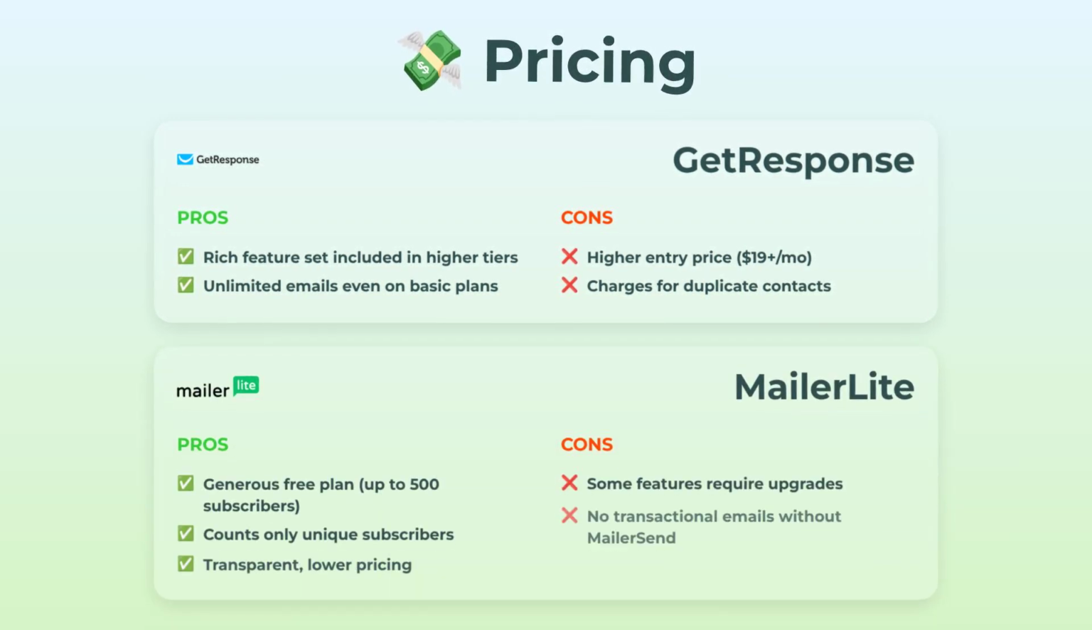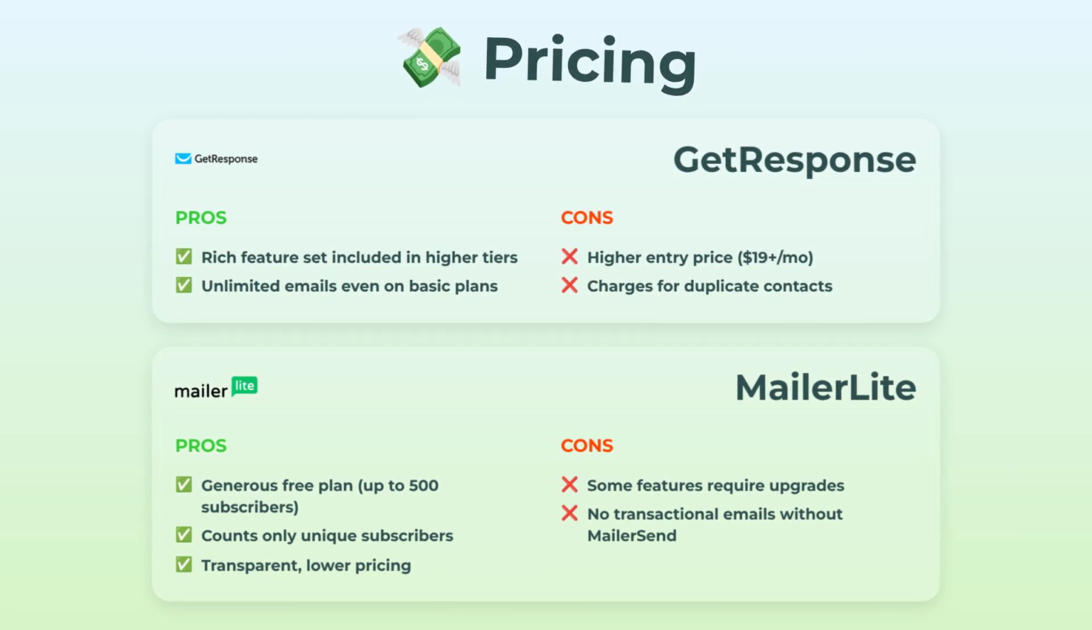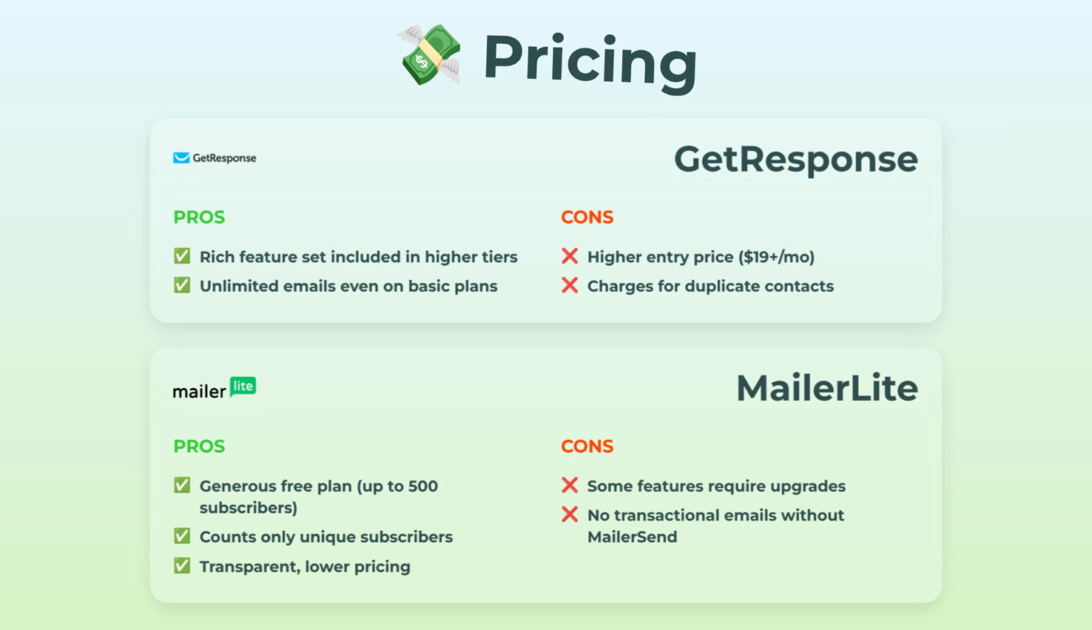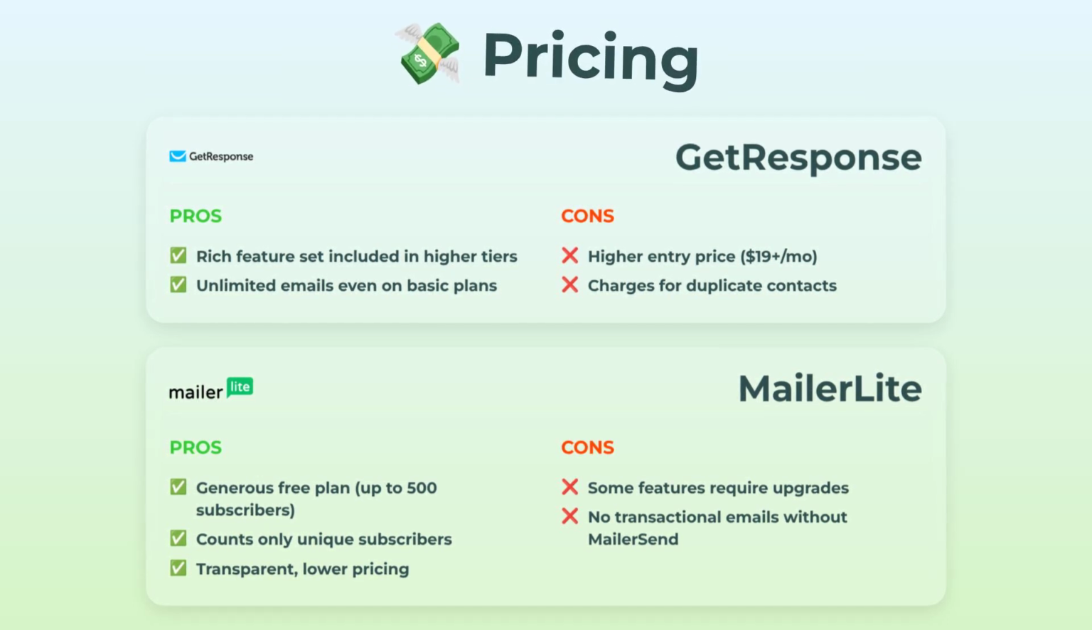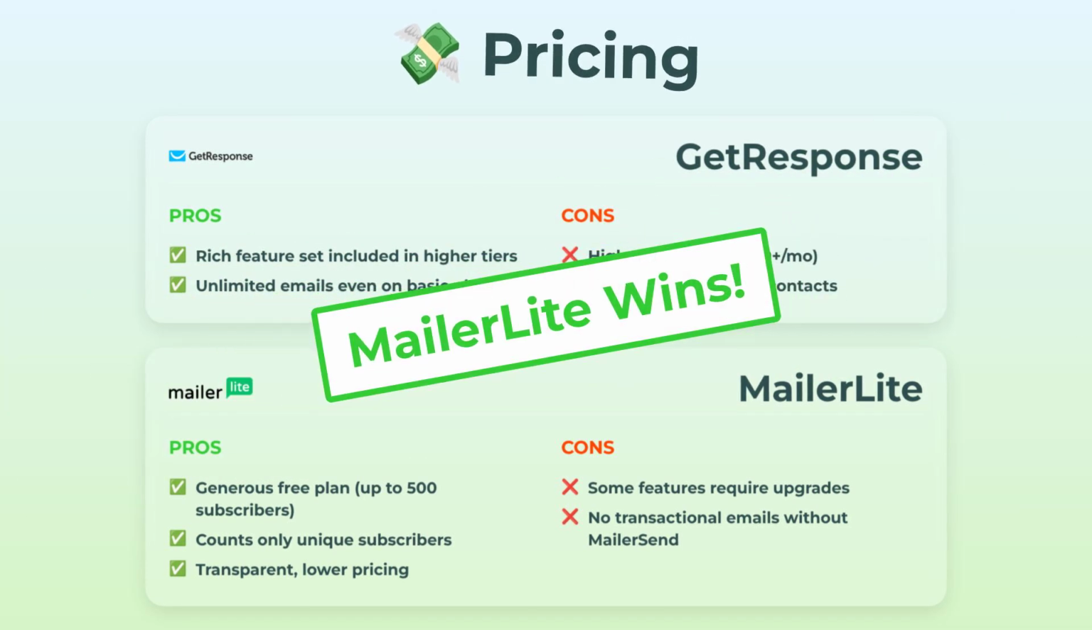Now, on the MailerLite side, get this. There's a free plan for up to 500 subscribers. No sneaky fees for duplicate contacts. They only count unique people, which I actually love for list hygiene. Pricing is super transparent and just lower all around. Some features do need an upgrade, and if you want transactional emails, you'll need their MailerSend integration. But for most people, it's way friendlier on the wallet. Winner here? MailerLite, hands down.